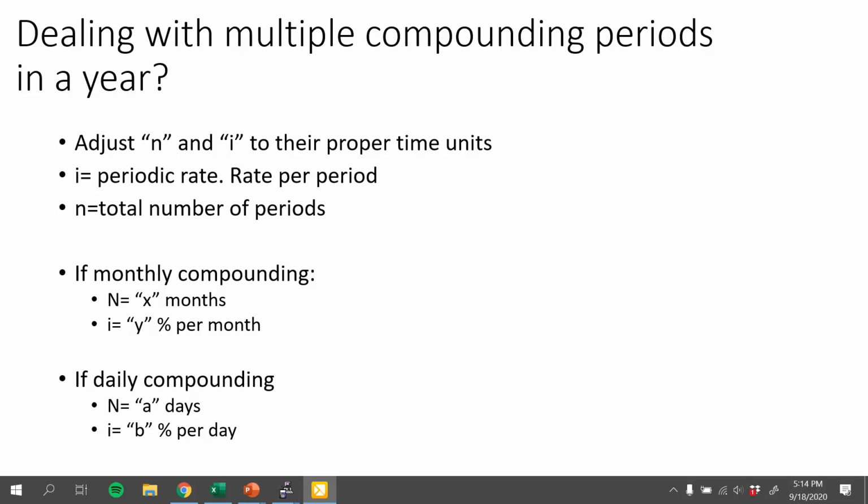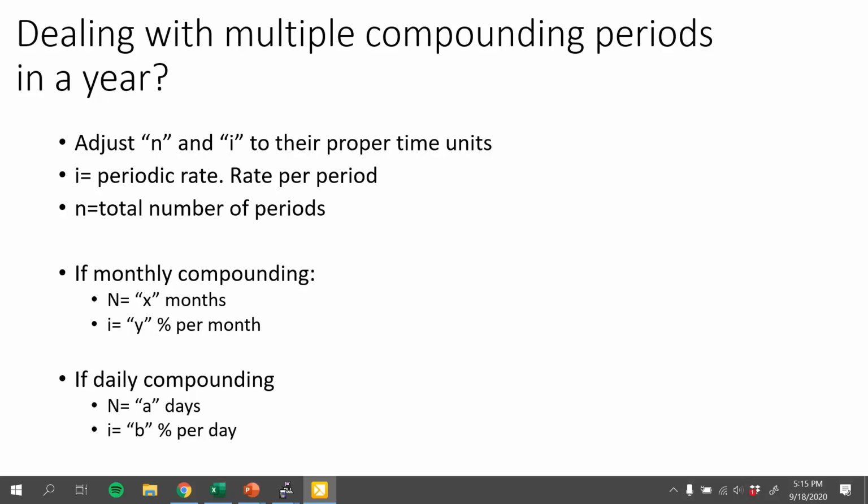Next, I want to talk about how to deal with multiple compounding periods per year. All right, so what we have to do is we have to make a couple of adjustments. We have to adjust the N in our problem, and we have to adjust the I to reflect the proper time units that we're working with. So I is going to be a periodic rate. It's going to tell us what is the interest rate per period of time, and N is going to represent the total number of periods that we're investing. And so periods are going to be time units like months, days, years, those kinds of things.